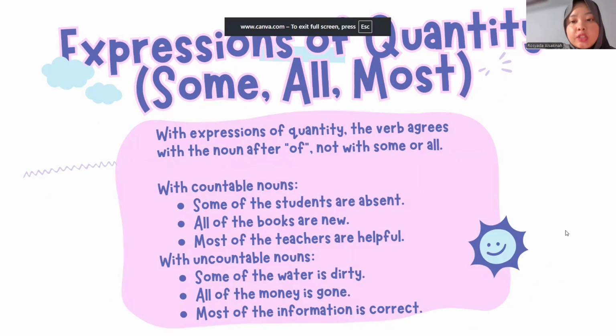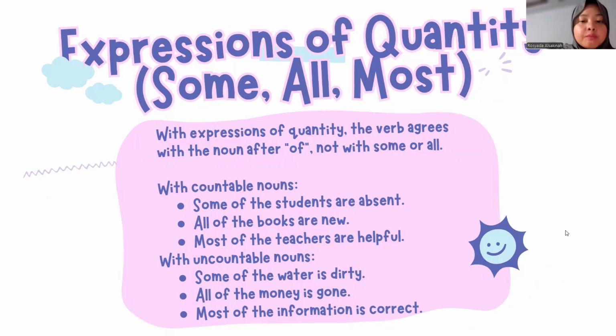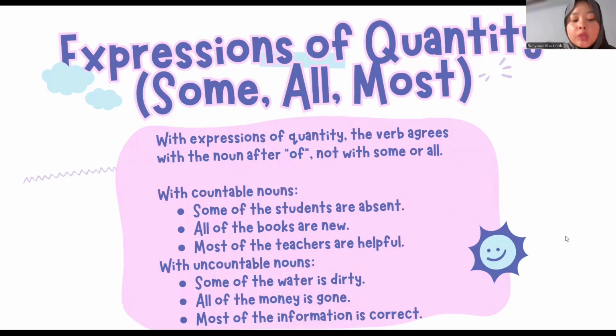We move to expressions of quantity. With expressions like some, all, and most, the verb agrees with the noun after "of," not with "some" or "all." For example, with countable nouns: some of the students are absent. All of the books are new. Most of the teachers are helpful.